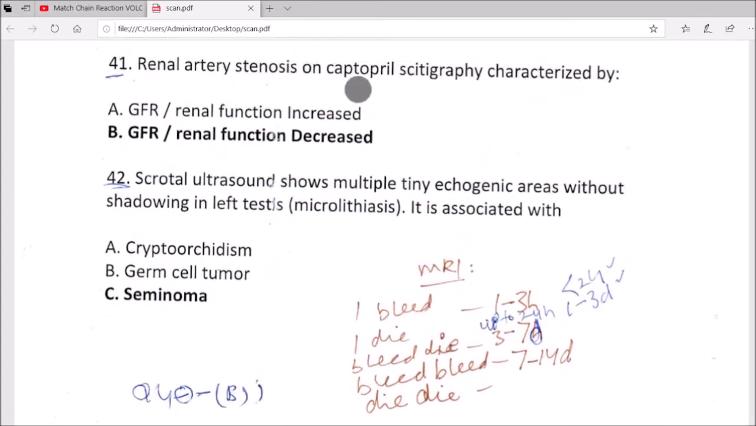41. Renal artery stenosis and capillary syndrome characterized by decreased GFR, so renal function decreases. 42. Testicular microlithiasis shows multiple tiny echogenic areas without shadowing. Testicular microlithiasis is associated with seminoma.